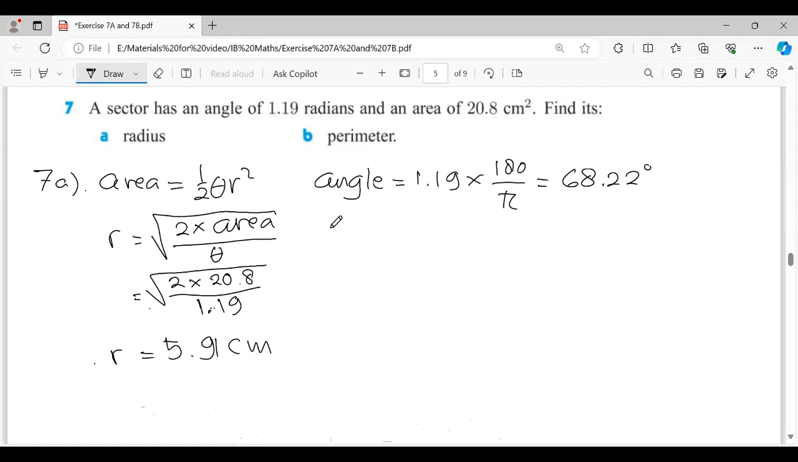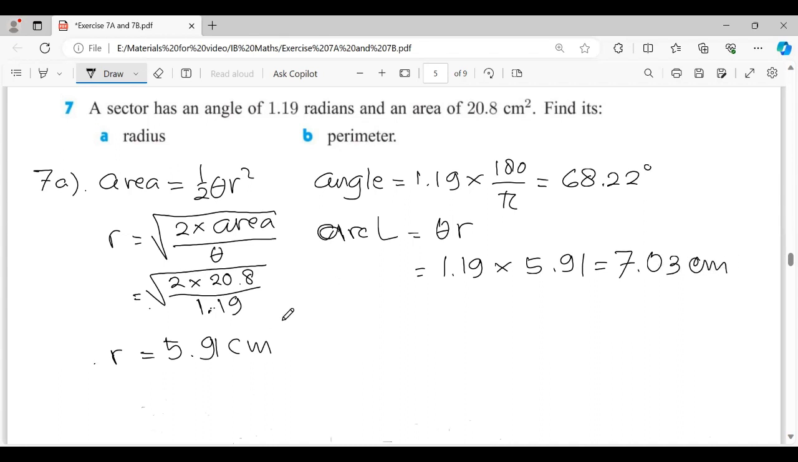After that, arc length. Arc length equals theta times r. 1.19 times 5.91. Okay. Comes 7.03 centimeters. So perimeter, the perimeter.